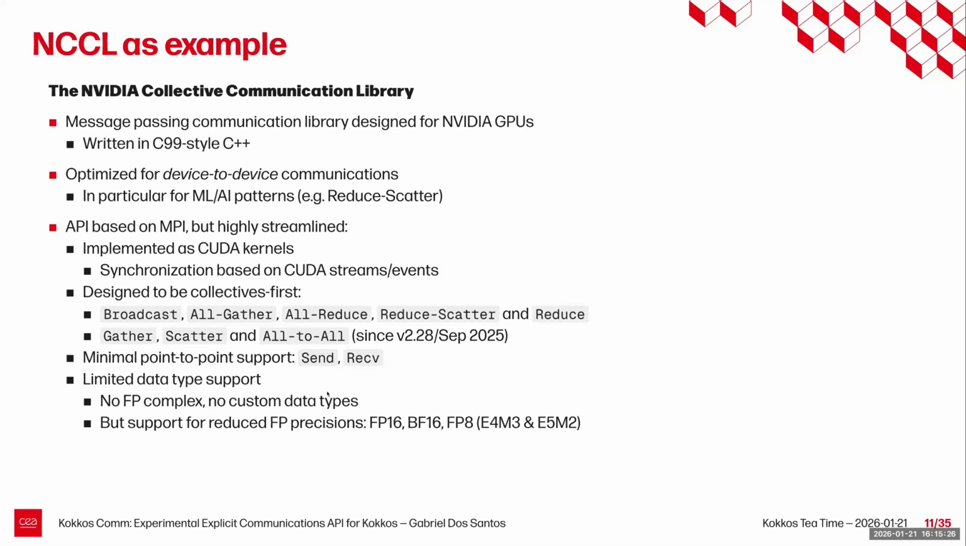And also limited data type support. For example, there's no support for complex floating point, and you don't have the possibility to create custom data types as you would with MPI. But in contrast, you have support for the reduced floating-point precisions that you find in AI applications.